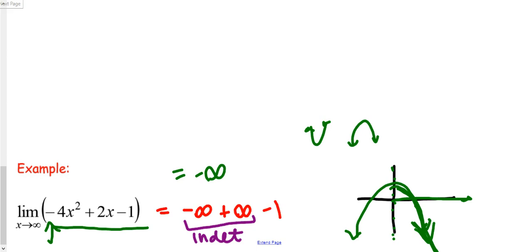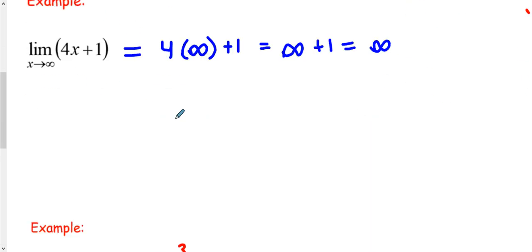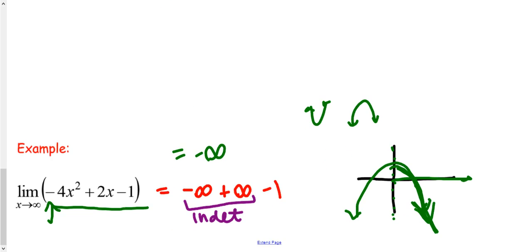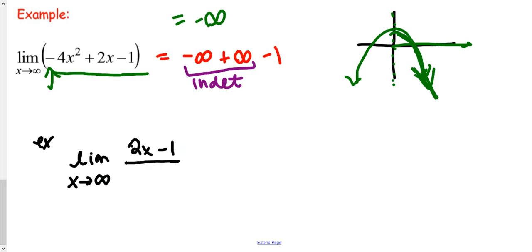There are a couple more things that we can do. If we look at this next example, where is it? I guess I didn't type it up. So one more example. We have the limit as x approaches infinity of 2x minus 1 divided by x plus 1.